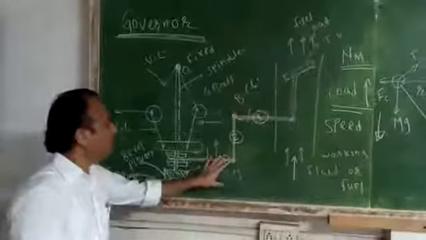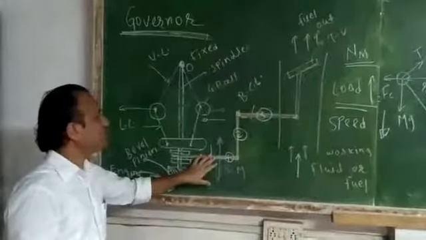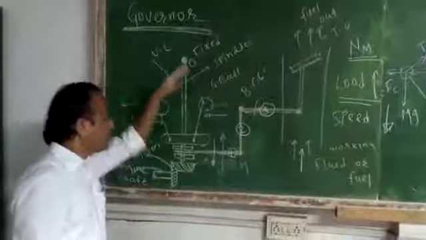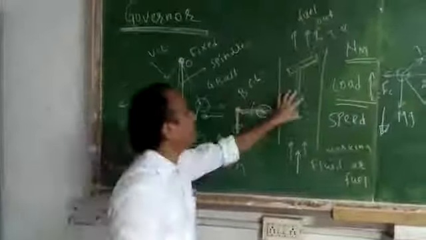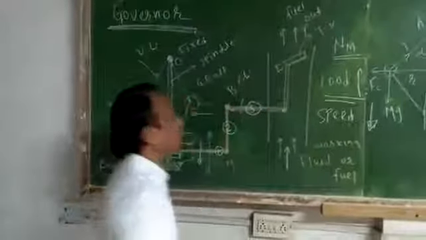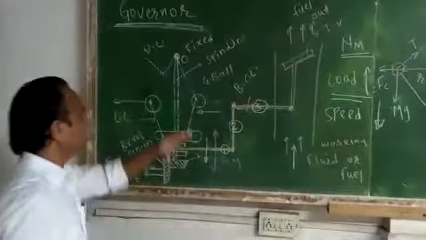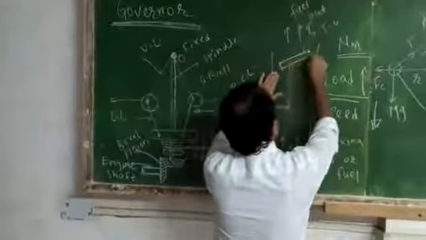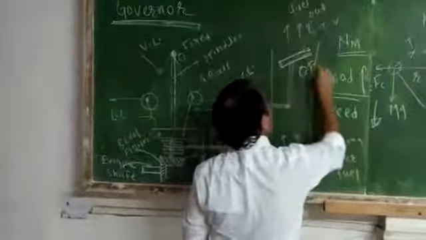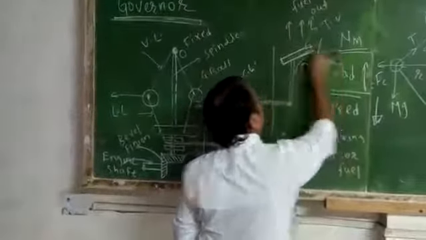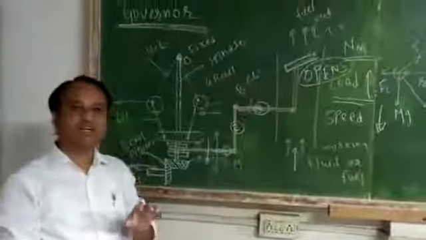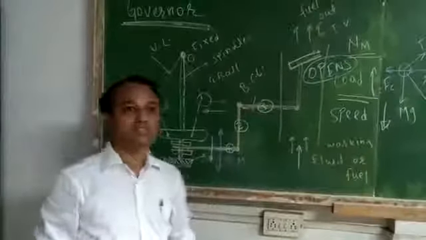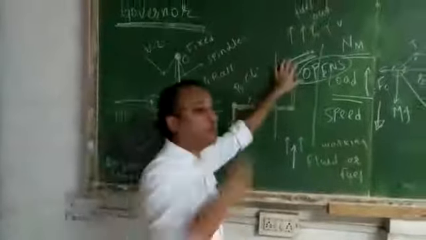So, the downward movement of sleeve will be given to the throttle. So what will happen? The throttle opening gradually increases. So extra fuel will be supplied to the engine.